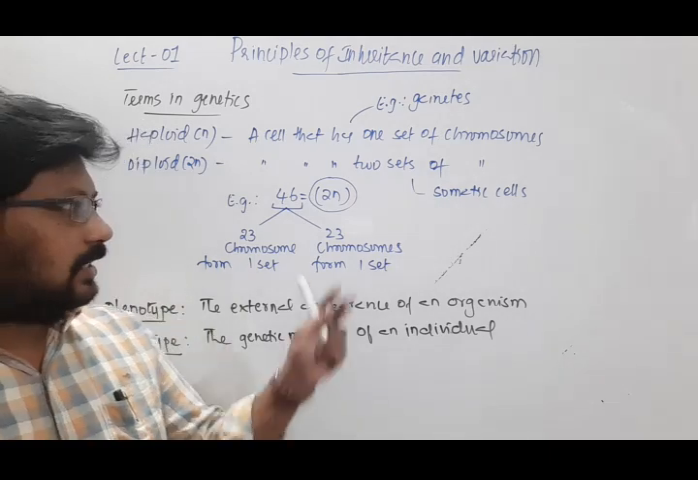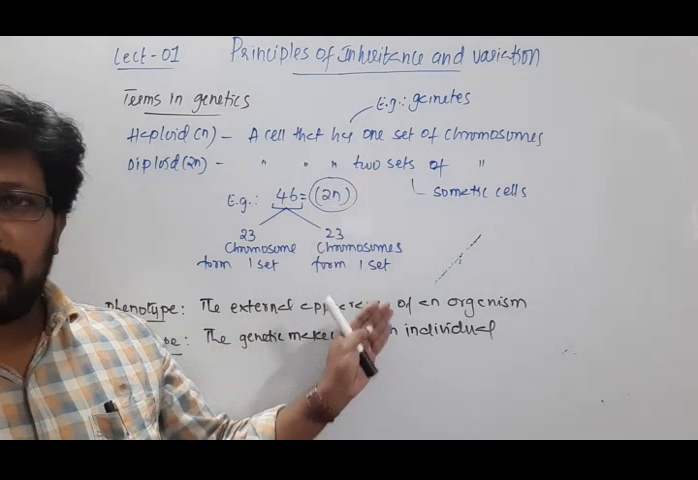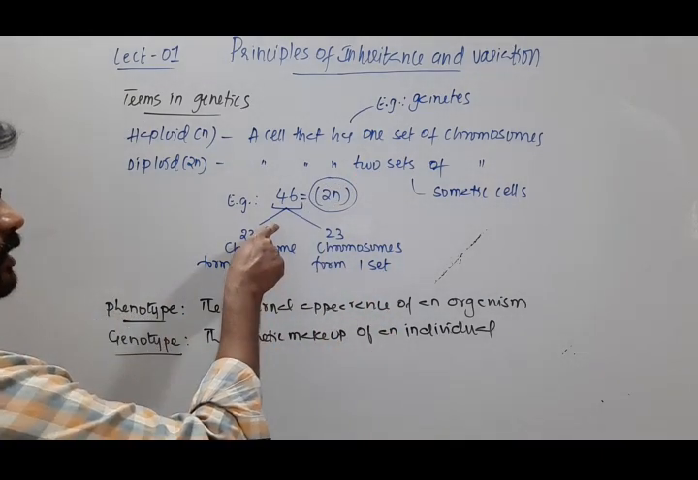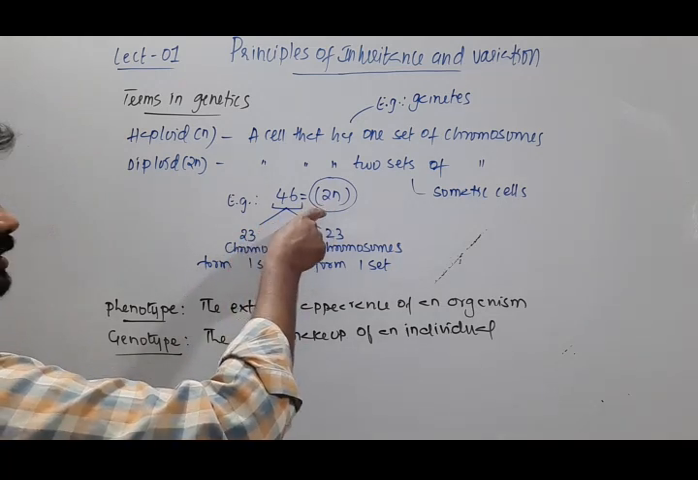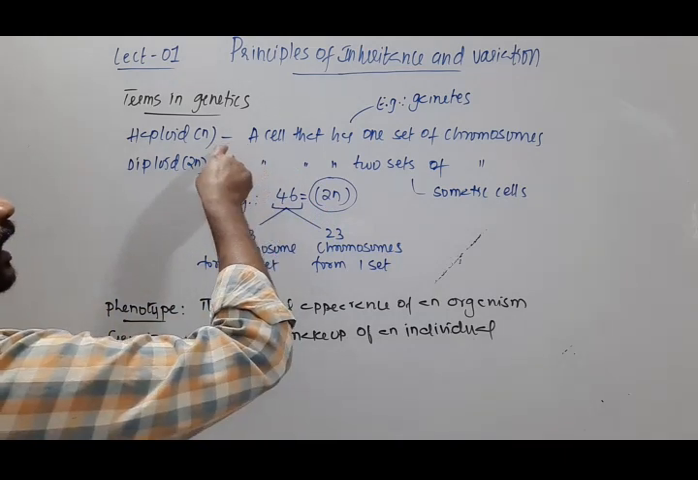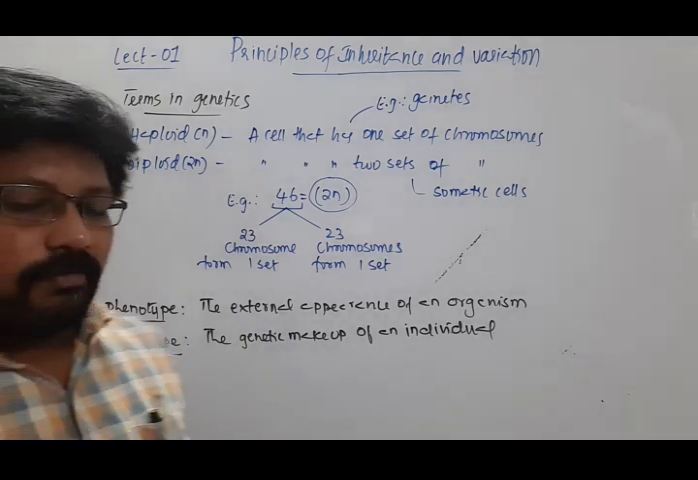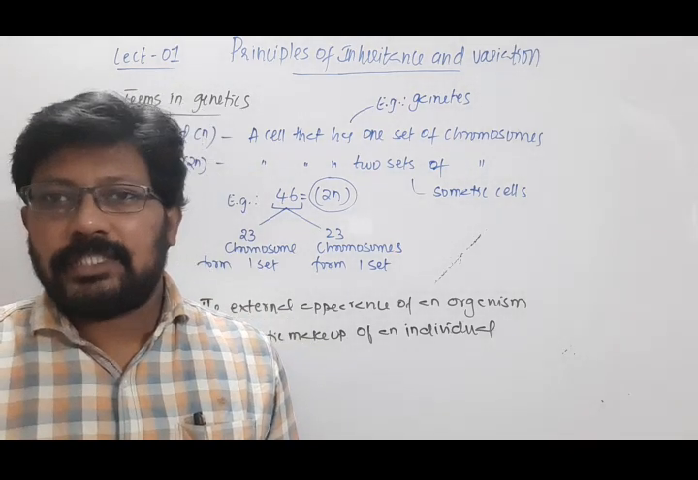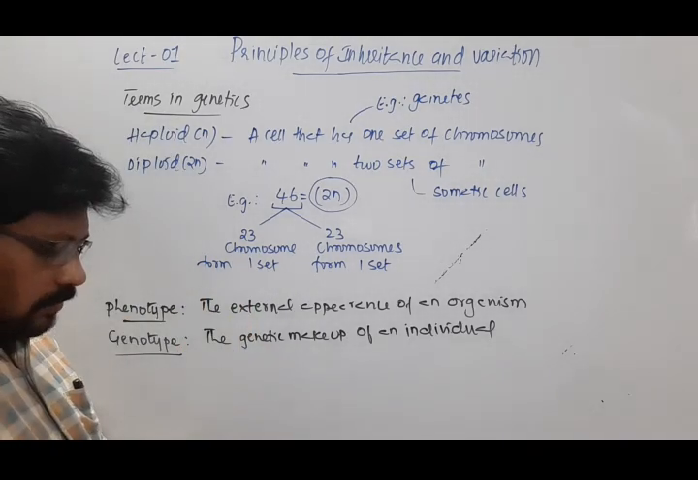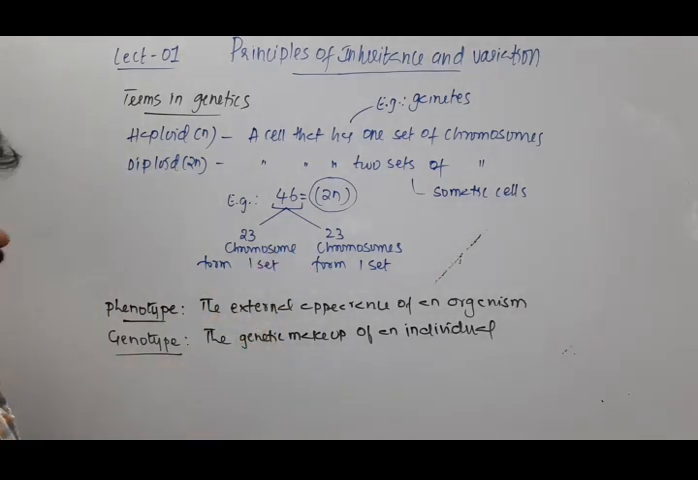Here, as I have taken human beings as an example, I'm just mentioning that only. Okay, right. So we understood the diploid condition. What is a diploid condition? Having two sets of chromosomes, and haploid has one set of chromosomes. So every cell of us is having two sets of chromosomes. Of course, one set will come from one of the parents, maybe from the male or female parent.